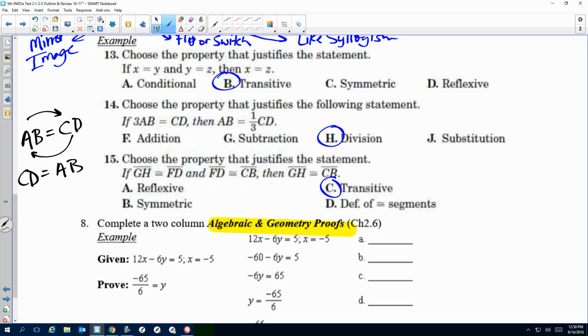So on this one, it says GH is equal to FD and FD. Right there, the minute I start seeing my conclusion is now my hypothesis, I'm starting with the next statement. I see that they have that in common. So I'm taking out the middleman, and I'm just going from the front to the end. So this is transitive, okay? Questions on identifying the property.